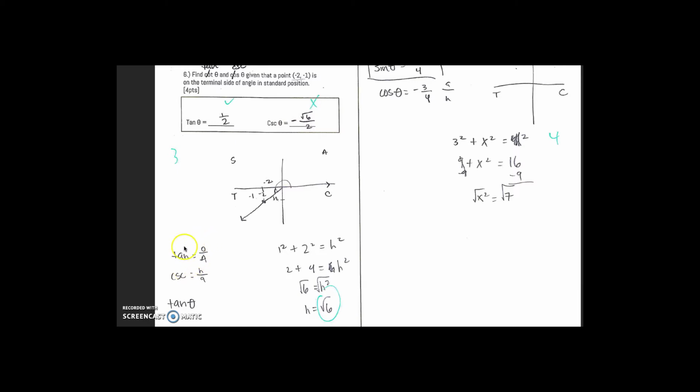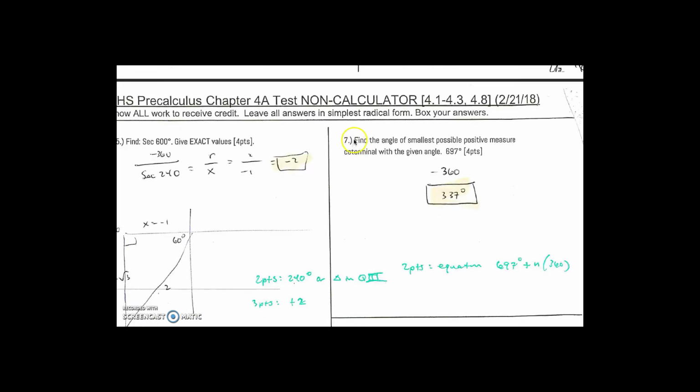The student also recognizes not using the x, y's, and r's. They're still kind of using the basic opposite, adjacent, hypotenuse. You could use that, but you can recognize that it's hard for you to get your x, y's, and r's for cosecant. Question number 7, find the angle of smallest possible positive measure coterminal with a given angle.